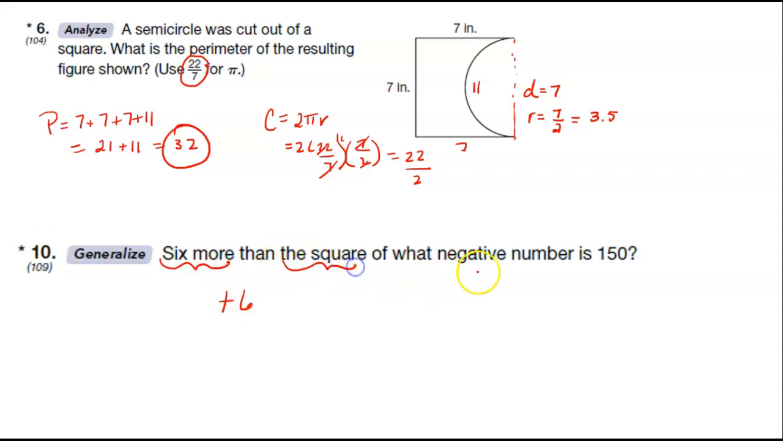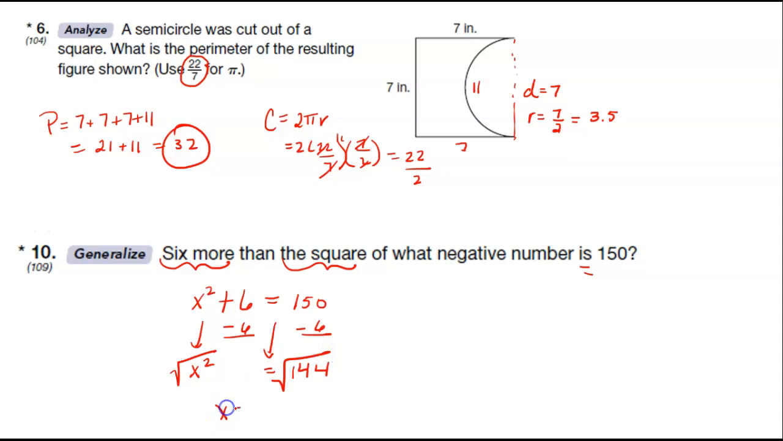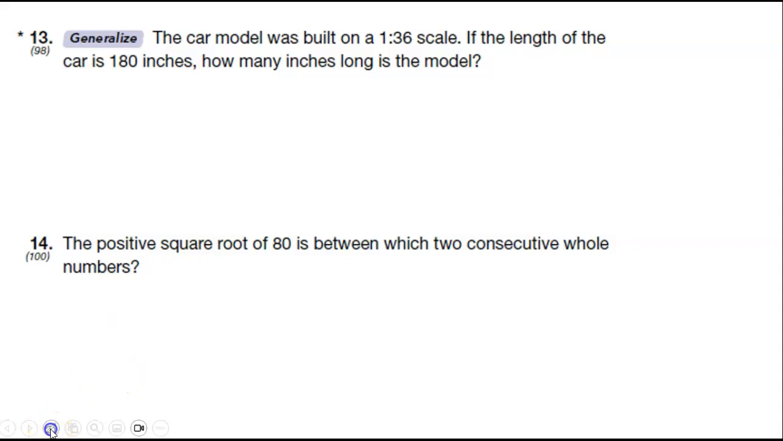Okay. 6 more. I'm adding 6 to something. The square of what negative number, so x squared, is 150. So let me subtract 6 first. And I get 144. So then I have to square root this. I get x is equal to 12. Okay, I need to change colors because that red makes me think everything is wrong.